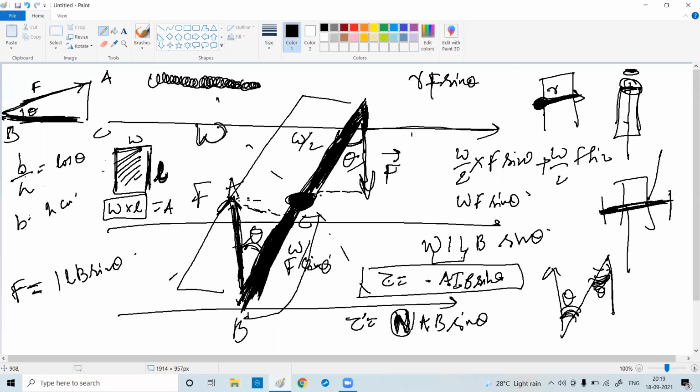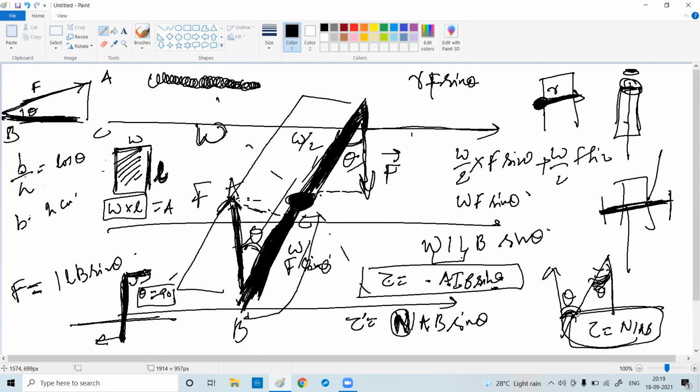So if your armature is like this, perpendicular, what is theta here? Force is acting in this way, and force is acting in this way, so theta is 90. If theta is 90, what will be sin theta? 1. So what will be your torque? Torque becomes NIAB. That's all. Understood? That means sin theta is maximum here.